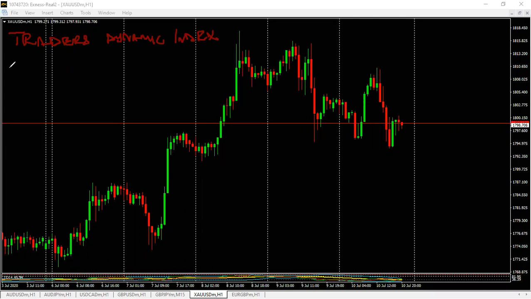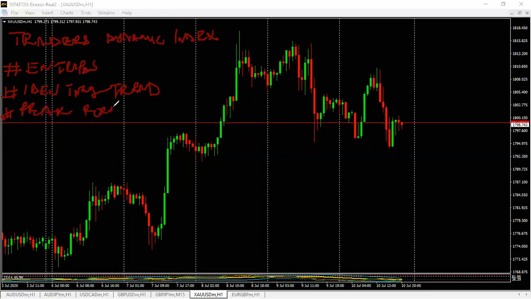The purpose of the TDI is for entries. We're going to deal with this sometime. Next, another purpose is to identify the trend. Another purpose of the TDI is to identify peak formations. So we can use it to identify peak formations, entries, and the trend. There are so many purposes of a TDI, but these are the main ones.